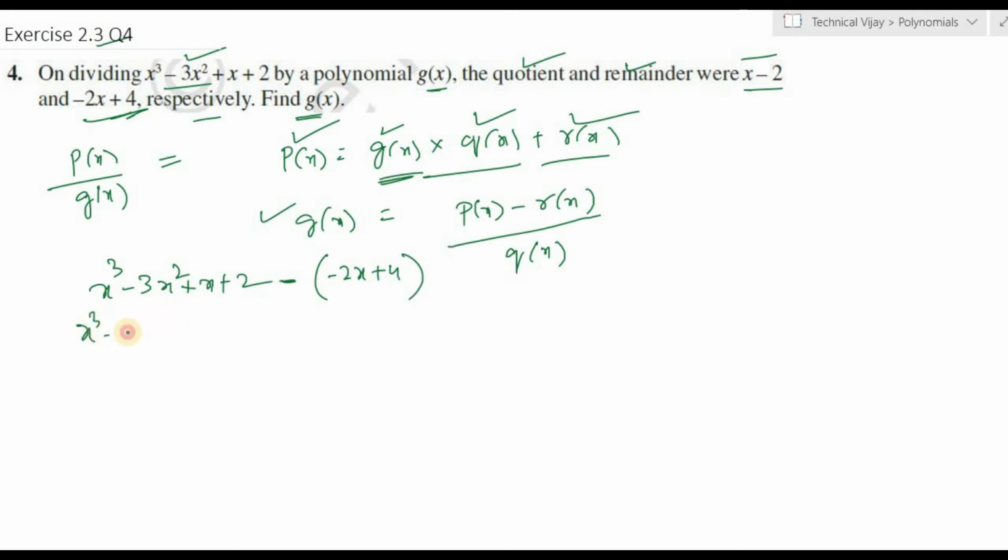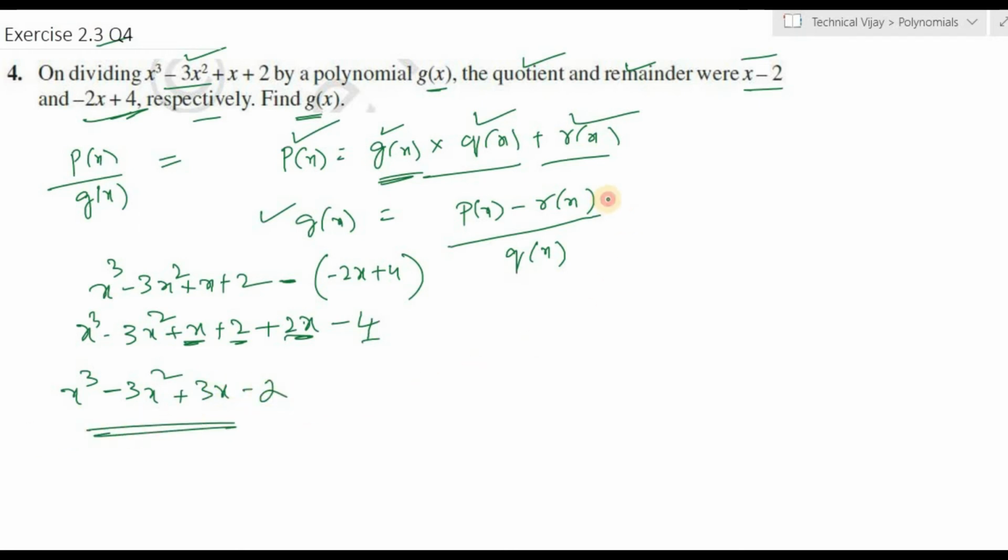So x cube minus 3x square plus x plus 2 minus into minus plus 2x, minus into plus minus 4. Okay, so plus 2x plus x, this is 3x, minus 4 and plus 2 minus 2. So we will write the equation as x cube minus 3x square plus 3x minus 2. This is the equation now. Okay, this one. So we have to divide this one by q of x. This is x minus 2. So x cube minus 3x square plus 3x minus 2, divided by x minus 2.